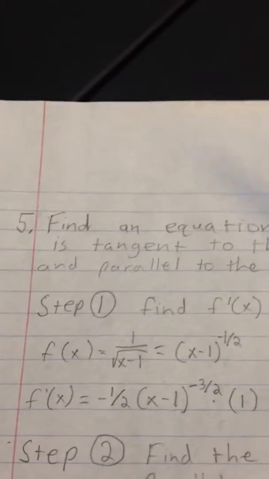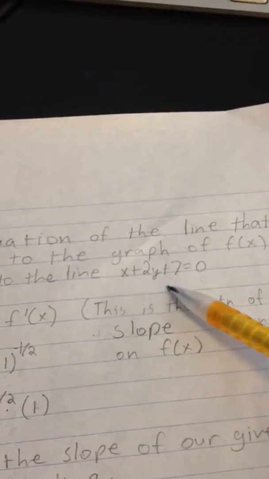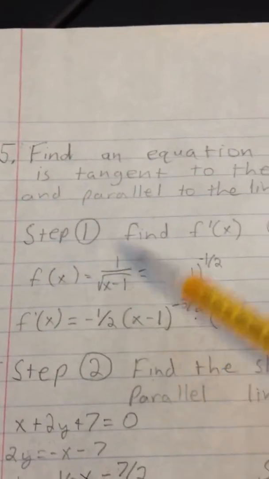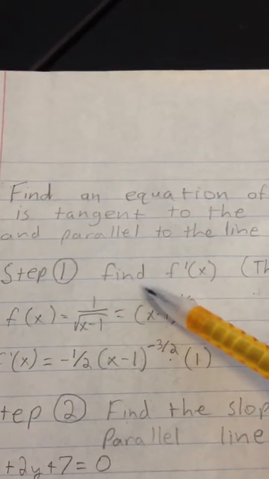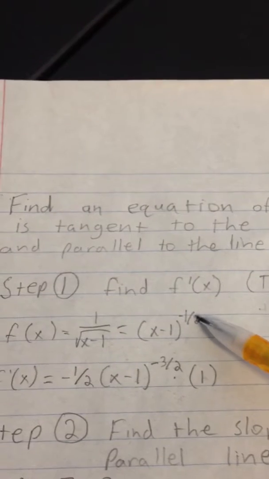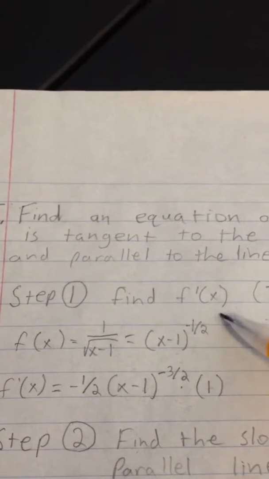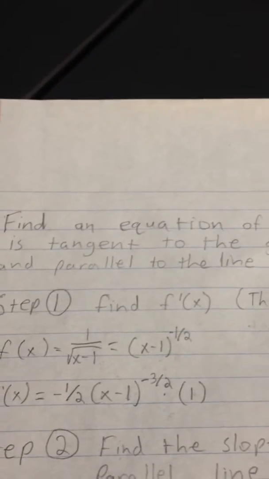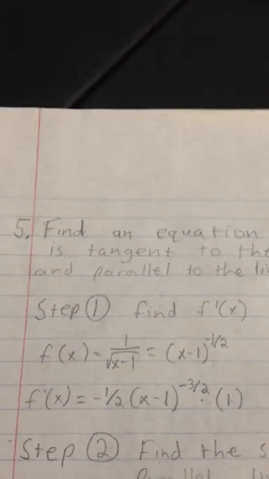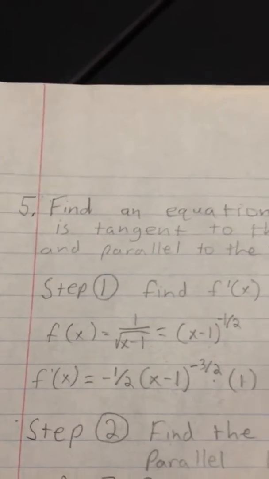Alright, so the question was to find an equation of the line that is tangent to the graph of f of x equals 1 over square root x minus 1 and parallel to the line x plus 2y plus 7 equals 0. So my first step is to find f prime of x. The reason I did this is because f prime of x is the equation of the slope at any point on the graph f of x. Alright, so we're going to need that later on.